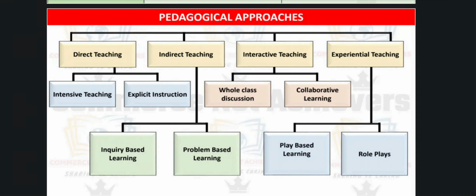Some of the approaches of pedagogical theory are direct teaching, indirect teaching, interactive teaching, and experiential teaching. These all have subpoints. Direct teaching includes intensive teaching and explicit instruction. Indirect teaching includes inquiry based learning and problem based learning. Interactive teaching includes whole class discussion and collaborative learning, and experiential teaching includes play based learning and role based learning.